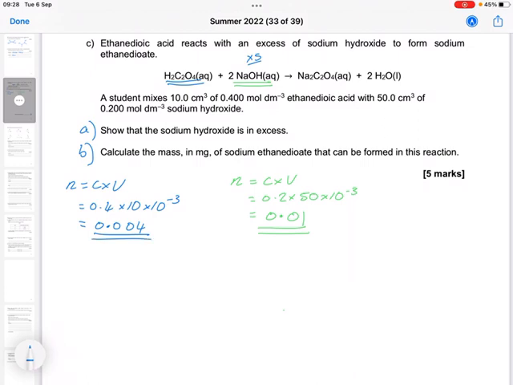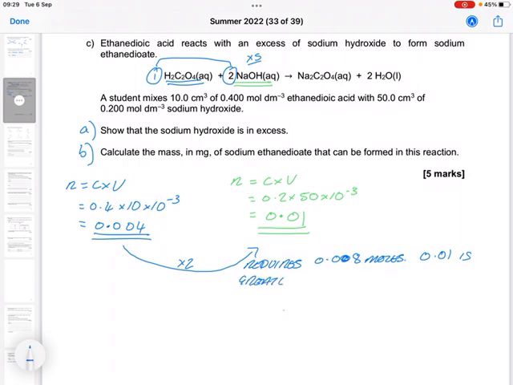And you can go either way here. We've got to take into consideration the ratio, because for every one of those, you need twice as much of this. So for every 0.004 moles of this, I require 0.008. Okay, so times 2, it requires 0.008 moles, and 0.01 is greater. Therefore, it is in excess.